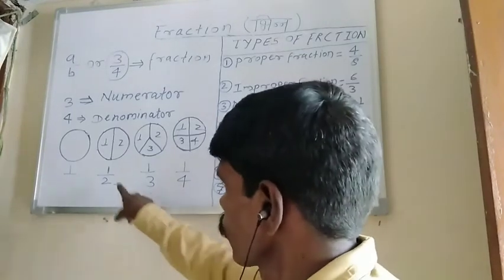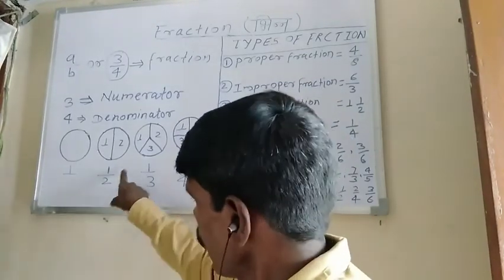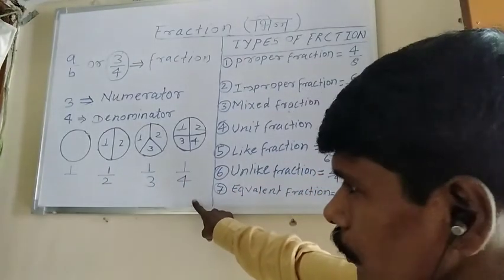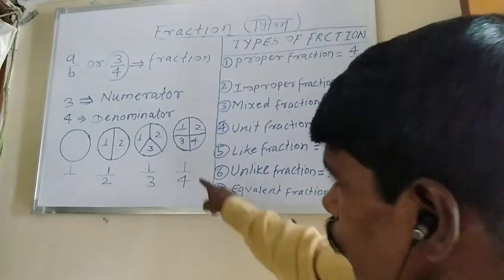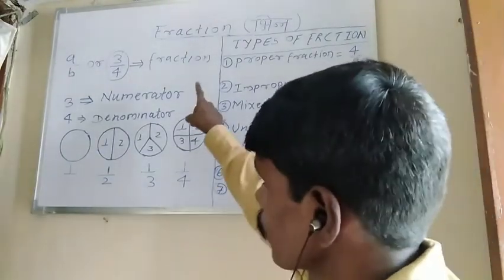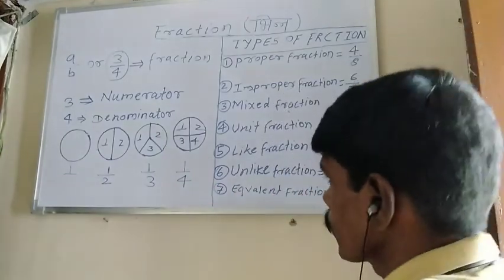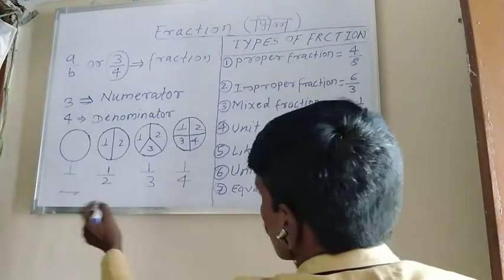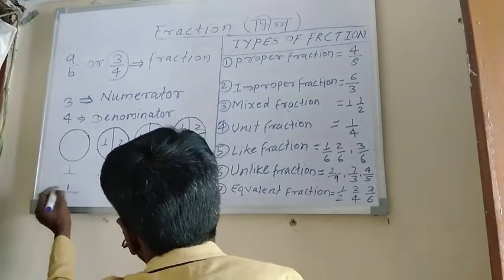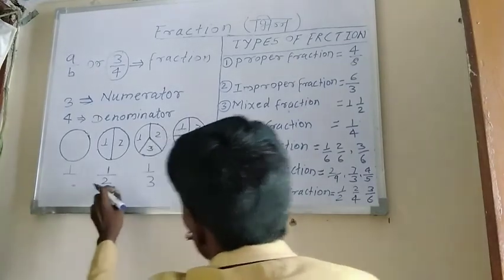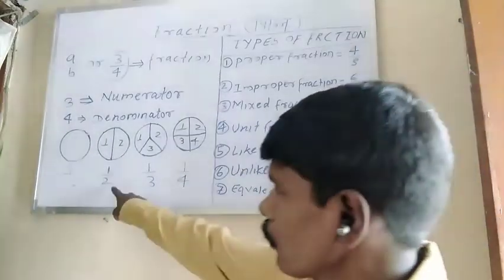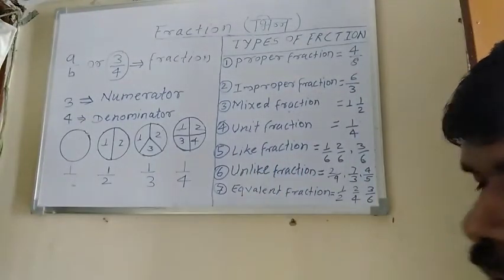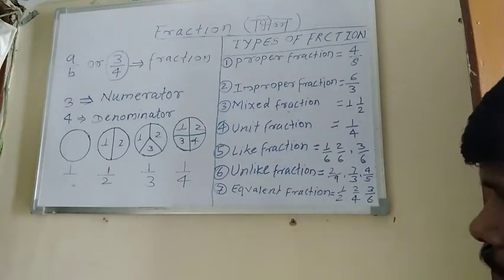So in all these, 1 is a number, and 1 upon 2 is a fraction, 1 upon 3 is a fraction, 1 upon 4 is a fraction. In all these fractions, 1 is the numerator. The number above the line is called the numerator, and 2, 3 and 4 are the denominators.